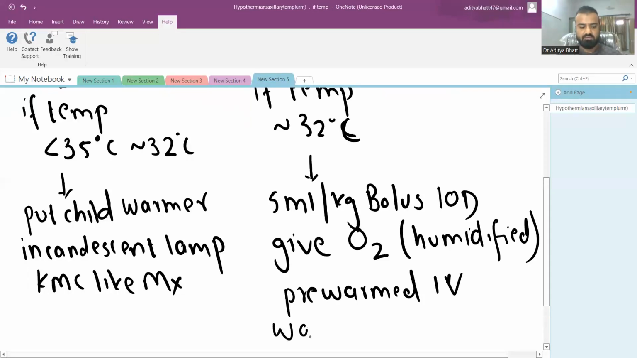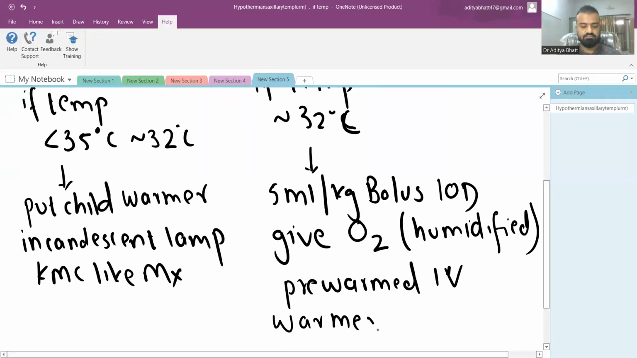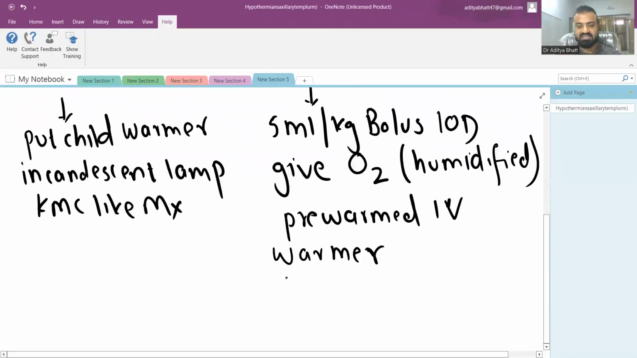You can use an overhead warmer over here too. And start feeds as soon as possible, so the child acquires his own ability to fight off the hypothermia and maintain homeostasis. And again, if the child is in dehydration, then treat dehydration.